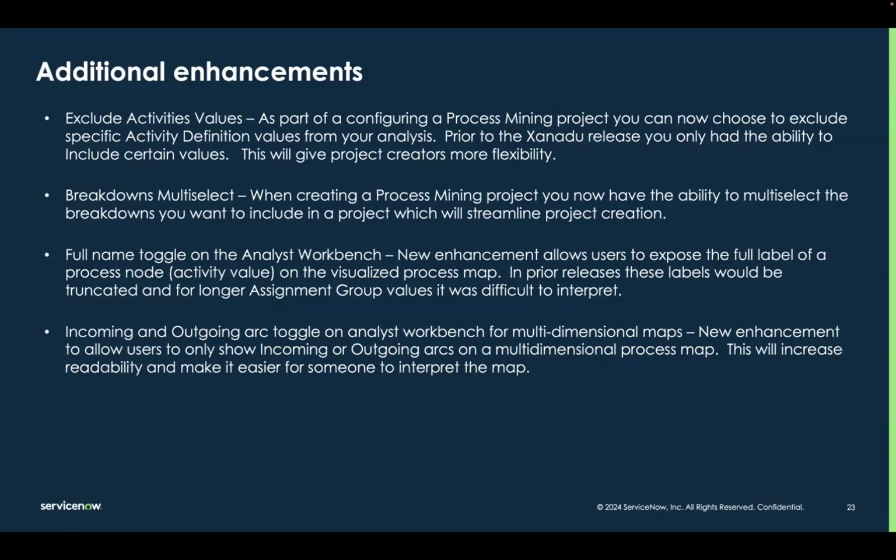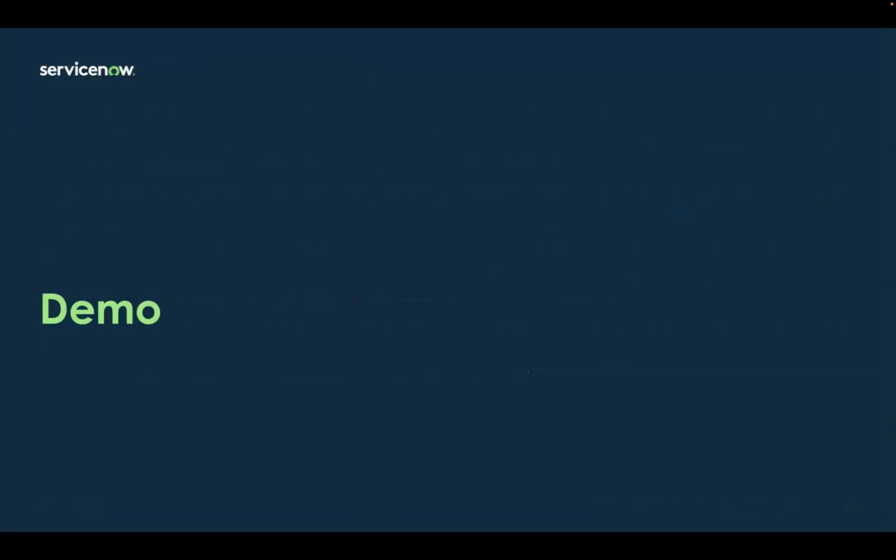We've also added a toggle so you can show full names on the analyst map. It doesn't really come into play when you're using state as an activity, but if you've got assignment groups with longer names, they were getting truncated. Now you can show the entire name of the assignment group. And lastly, we've added a toggle for the arcs on the multi-dimensional maps that just helps with readability a little bit. So Xanadu, pretty packed release, as you can see.